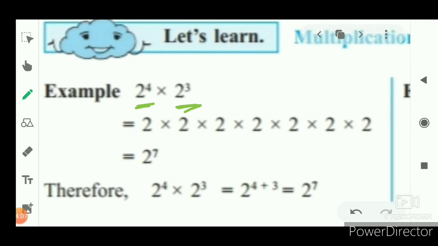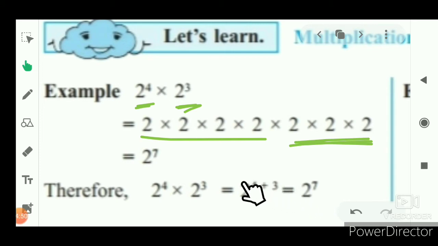2 raised to the power 4 means we multiply 2 by itself 4 times, 2 into 2 into 2 into 2, and 2 cube means we multiply 2 by itself 3 times. Okay, so what will be the answer? Here 2 is written 1, 2, 3, 4, 5, 6, 7 times. So we can write it as 2 raised to the power 7. Right? It means that when we multiply two indices with the same base, the powers will add. Here 4 plus 3 will give 7. Right? 2 raised to the power 4 into 2 raised to the power 3 will give 2 raised to the power 4 plus 3, that is 7.